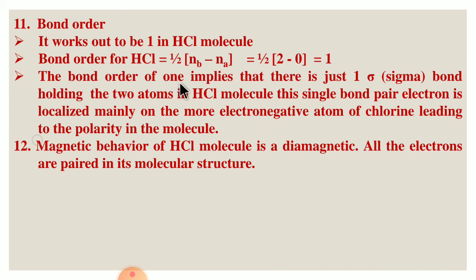The bond order of 1 implies that there is just one sigma bond holding the two atoms of the HCl molecule. This single bond pair of electrons is localized mainly on the more electronegative chlorine atom, leading to polarity in the molecule. The magnetic behavior of the HCl molecule is diamagnetic because all the electrons are paired in its molecular structure. So this is all about the molecular orbital diagram of the HCl molecule.